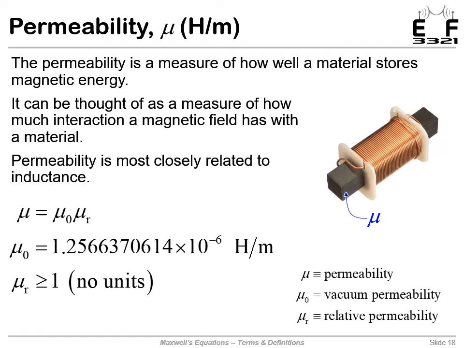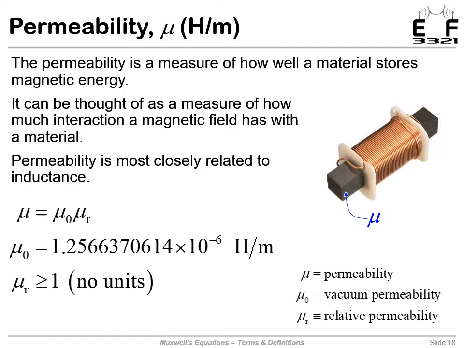Similarly, we have the permeability, and this has units of henries per meter. And from circuit theory, we used henries to characterize inductors. And what do inductors do? They store magnetic energy. So the permeability is a measure of how well a material stores magnetic energy, and it's most closely related to inductance.